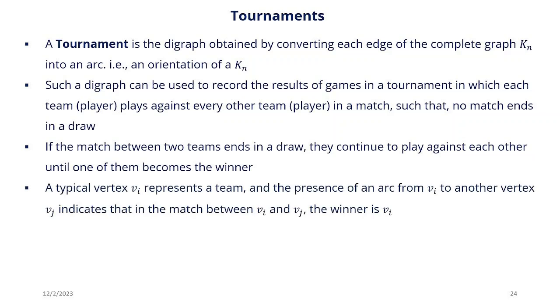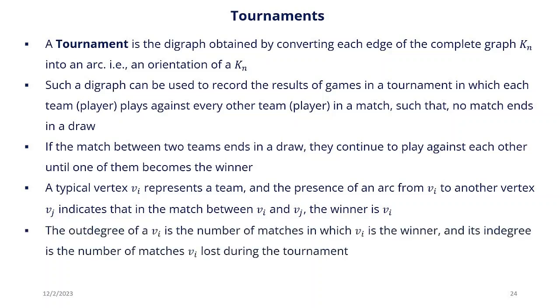A typical vertex Vi represents a team, and the presence of an arc from Vi to another vertex indicates that in the match between Vi and Vj, the winner is Vi. So, if we draw the directed graph and an edge is moving from Vi to Vj, it means that Vi is winning and Vj is losing. The out-degree of a vertex Vi is the number of matches in which Vi is the winner, and its in-degree is the number of matches Vi lost during the tournament.